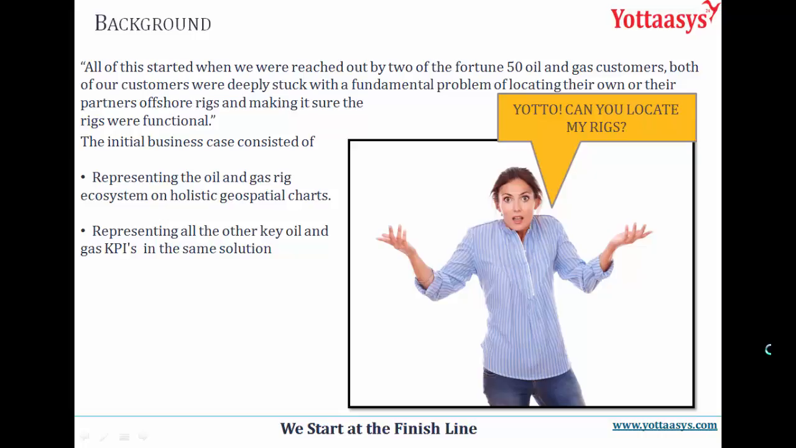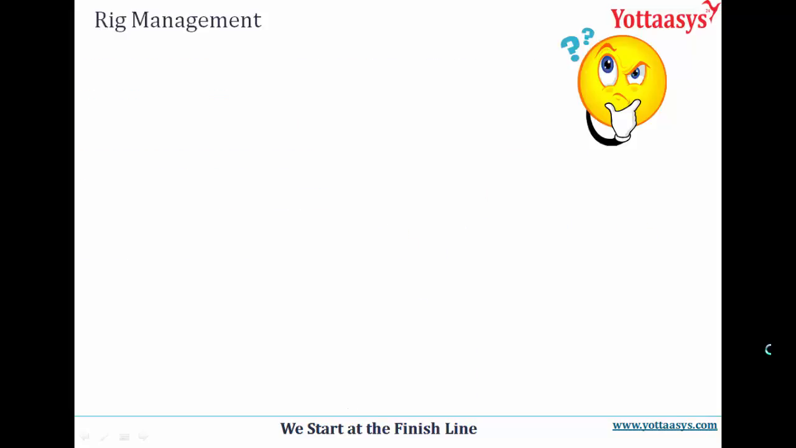All of this started when Utasis was reached out by two of the Fortune 50 oil and gas customers. Both of these customers had a fundamental problem of locating their offshore rigs and knowing if they are functional. The initial business case consisted of representing the oil and gas rig ecosystem on a holistic geospatial chart and combining rig data with other oil and gas KPIs.